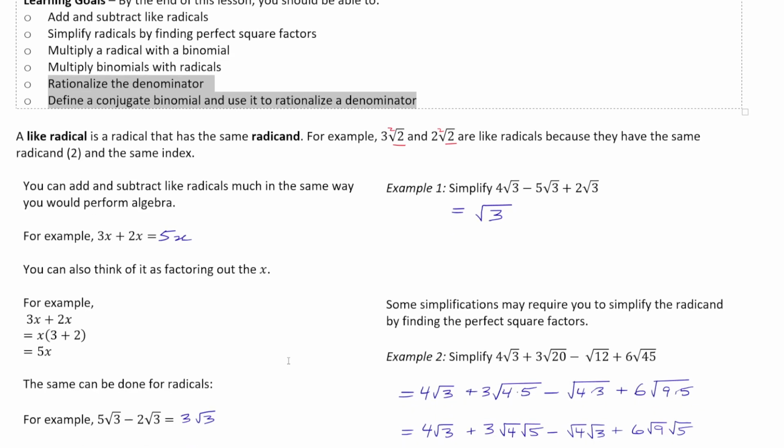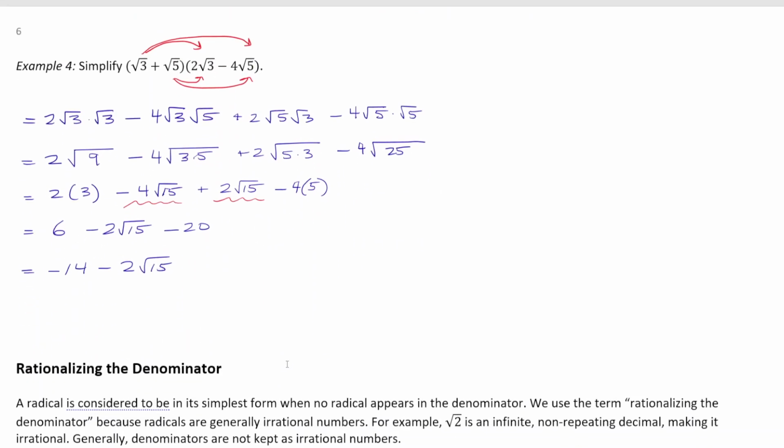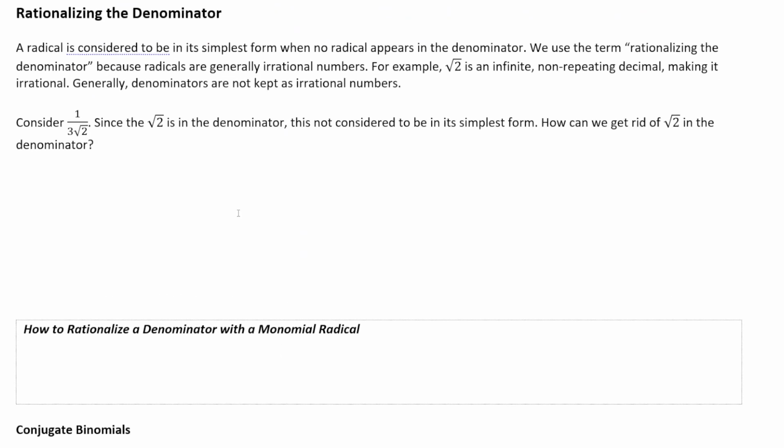So we're going to scroll down over here and get to where we actually start talking about rationalizing a denominator. All right, so here we go. A radical is considered to be in its simplest form when no radical is in the denominator. We use the term rationalizing the denominator because radicals are generally irrational numbers. For example, the square root of 2 is an infinite non-repeating decimal, making it irrational. And generally the convention is denominators are not kept as irrational numbers.